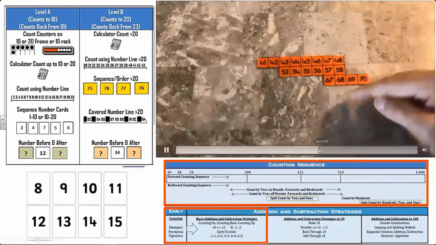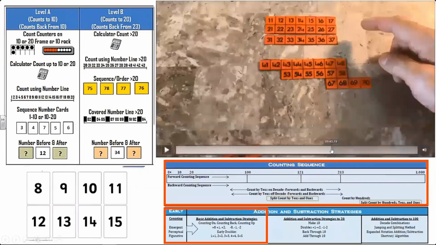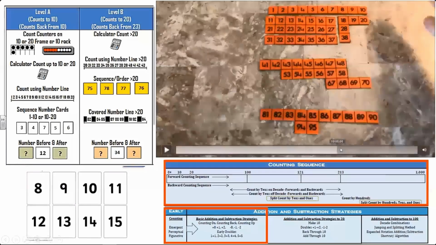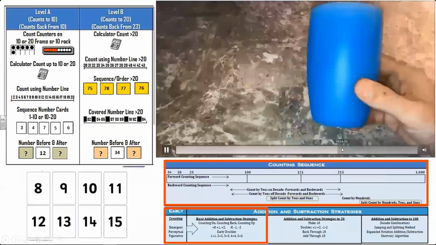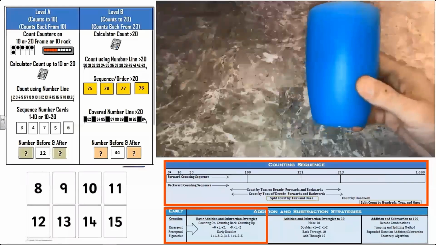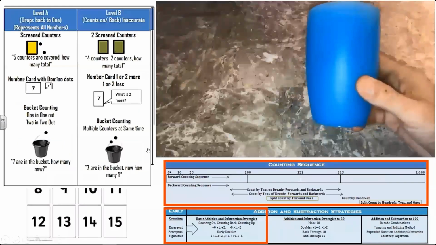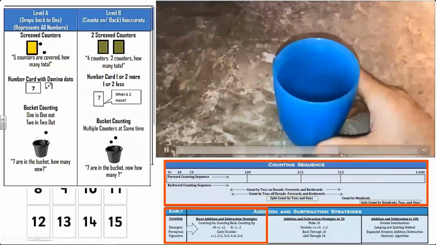Another one is a puzzle where they have to use a bucket too, but you just need a cup that you cannot see through. Teach kids to count on. It's called bucket counting. I'll show you how it works.